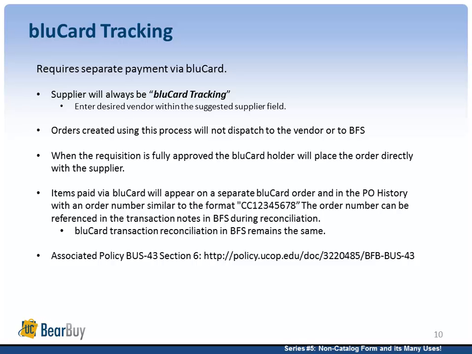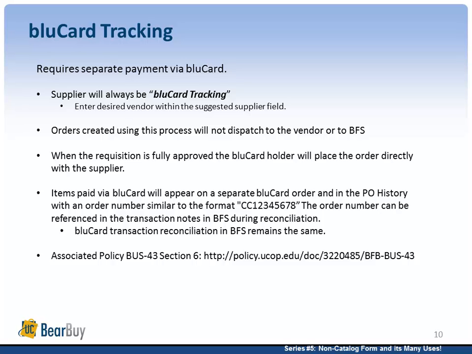Items paid via Blue Card will appear on a separate Blue Card order and in the PO history with an order number similar to the format CC12345678. The order number can be referenced in the transaction notes in BFS during reconciliation. Blue Card transaction reconciliation in BFS remains the same.